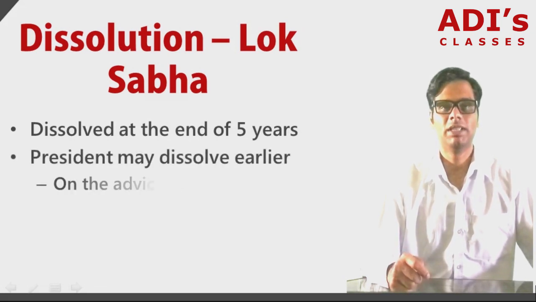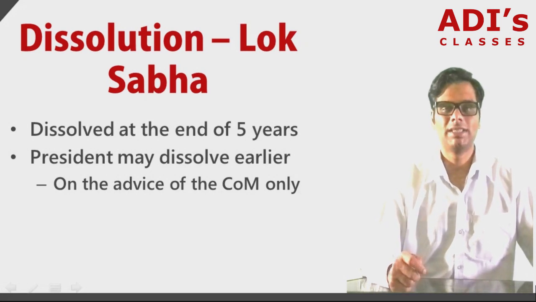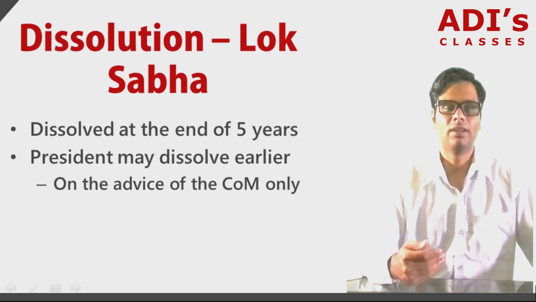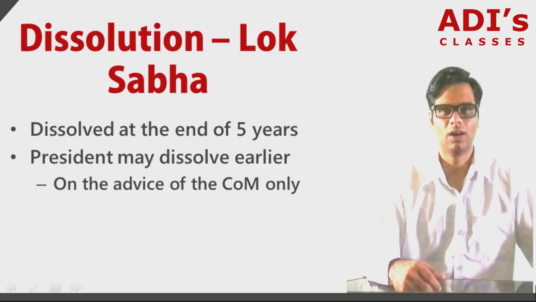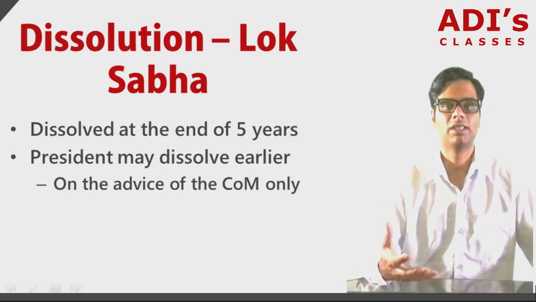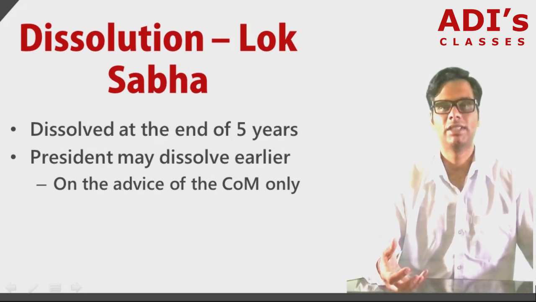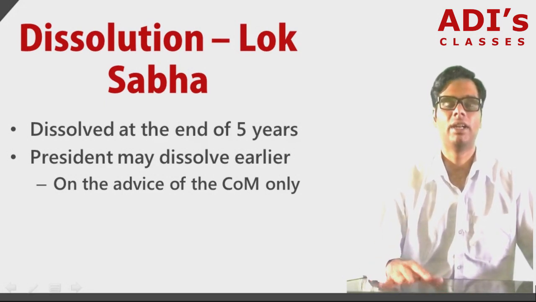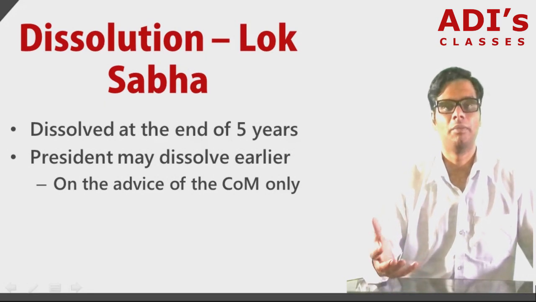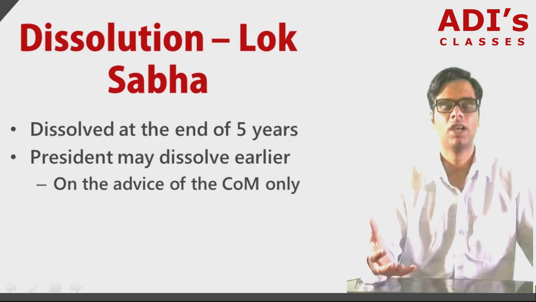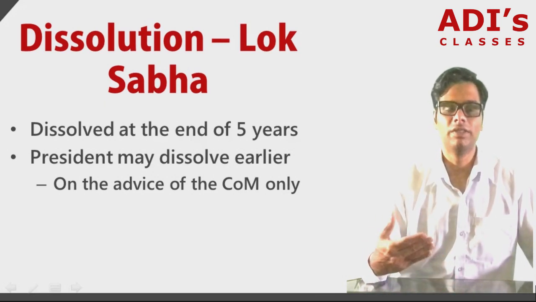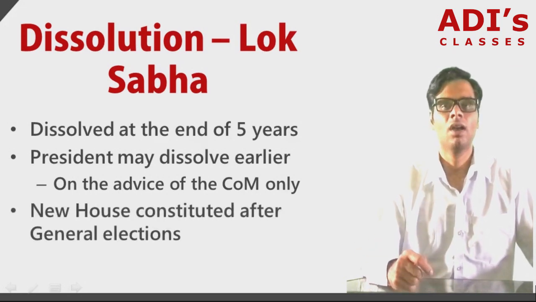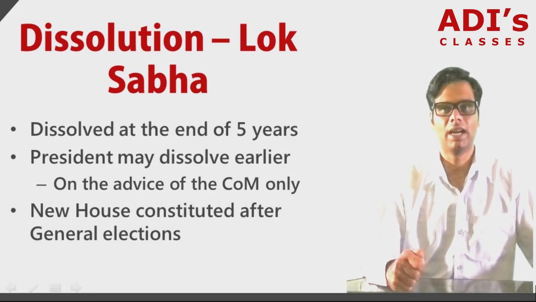However, on the advice of the Prime Minister, who is the head of the Council of Ministers, the President may dissolve the House sooner as well. For example, let's say a Prime Minister has finished 4 years in office and is convinced that he has a great image in the public, and if elections were held now, he would definitely win another term. In that case, the Prime Minister may tell the President to dissolve the House and hold fresh elections so that he is favoured. So even in such cases, the President may dissolve the House on the advice of the Prime Minister and the Council of Ministers. Once the house is dissolved, fresh elections need to be conducted.